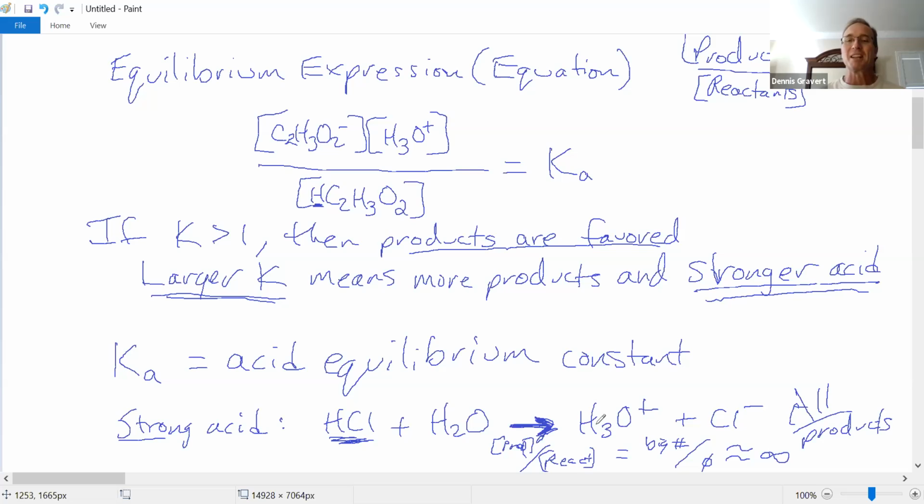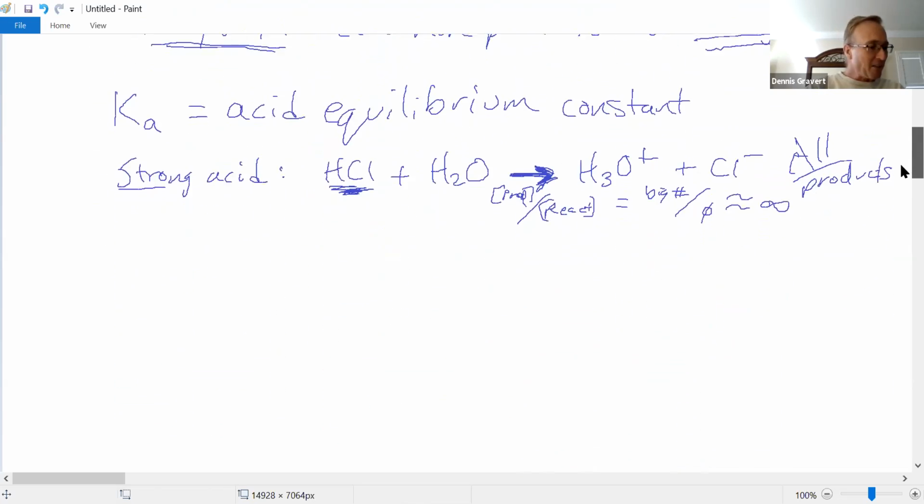So there you go. That's another way to rationalize this by saying, hey, when K is larger than 1, then products are favored, you have a strong acid. And in the extreme case, when K goes to infinity, much larger than 1, you must have a strong acid. So larger K, stronger acid. Cool. All right, what else do we need to know?